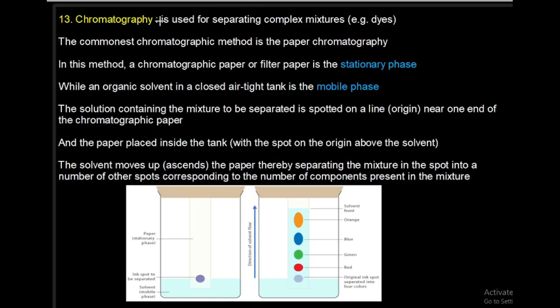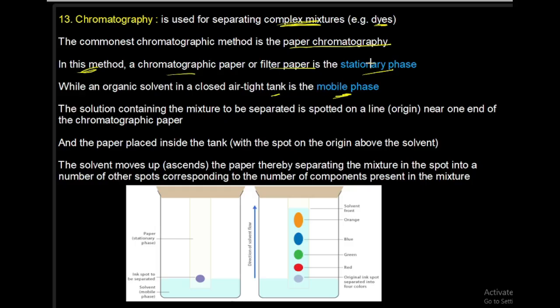Now we also have chromatography. This is used for separating complex mixtures, for example dyes, or colored pigments. The commonest chromatographic method is paper chromatography. In this method, a chromatographic paper or filter paper is the stationary phase, while an organic solvent in a closed airtight tank is the mobile phase.